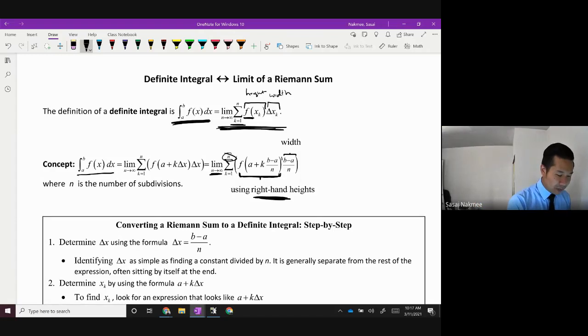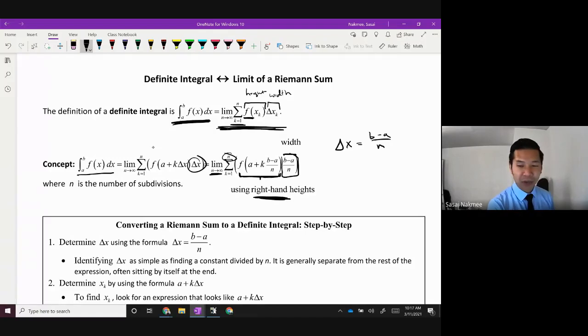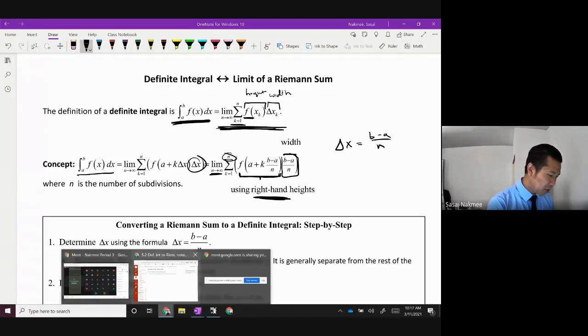And this right here, this is the width, b minus a over n. That's our delta x. I told you guys this earlier, right? It's how wide each of these rectangles needs to be. The width of these rectangles has to be how far it is from a to b, divided by however many rectangles you want. Just a real quick example.